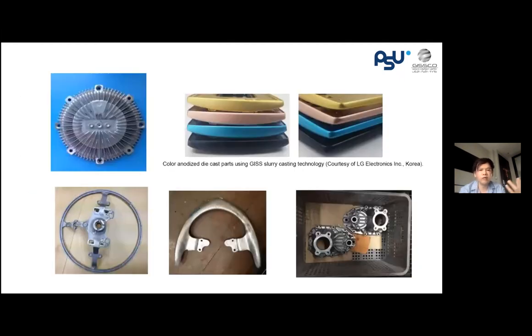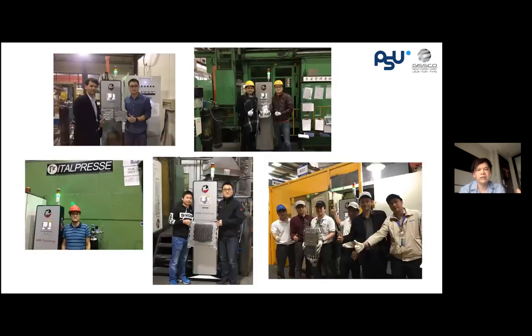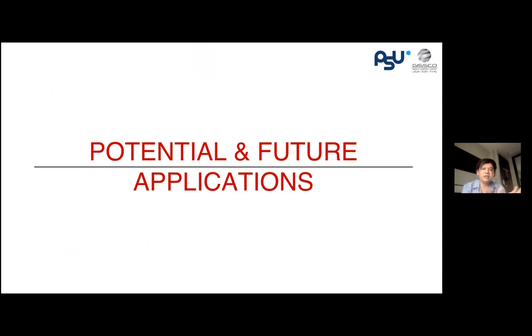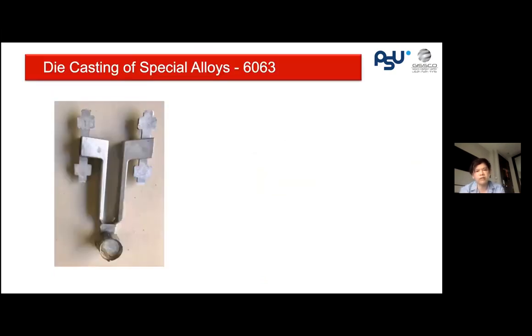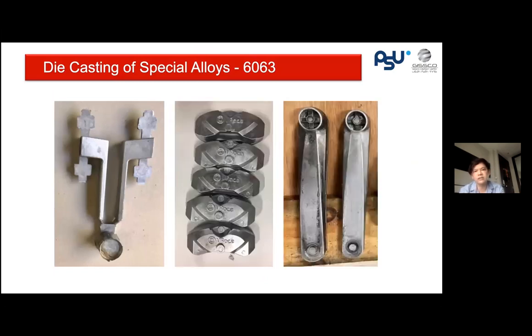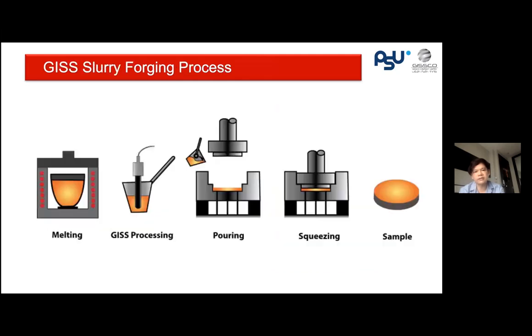We have also done anodized parts like these examples, auto parts, EV parts. And these are just some of the pictures that we've done. We cannot disclose many of the customers because of confidentiality issues, as you can imagine. So this is one part that we do, because we know slurry can be applied to high pressure die casting and also to other alloys. So then we also look at other applications like 6063. We have die casted wrought alloys like 6000 series and 7000 series. These are some examples of the parts.